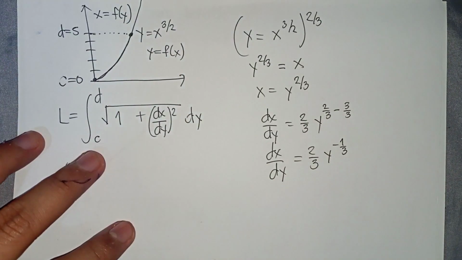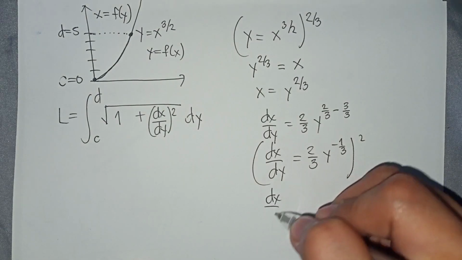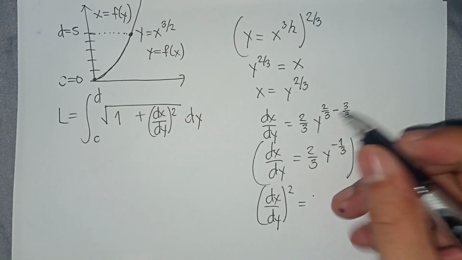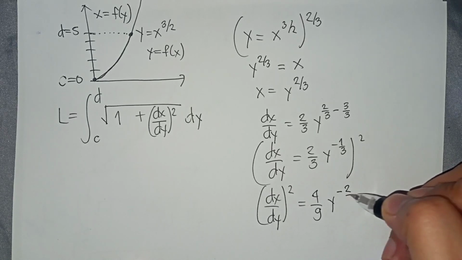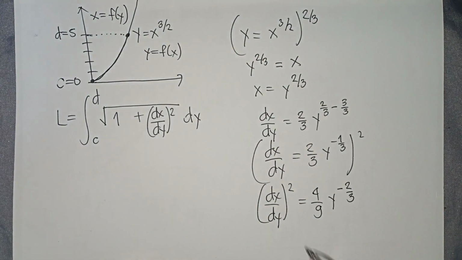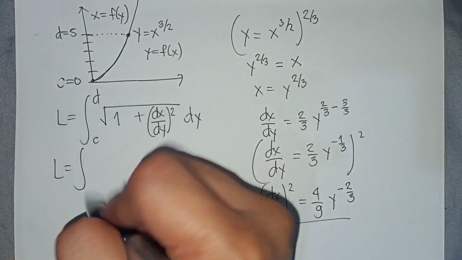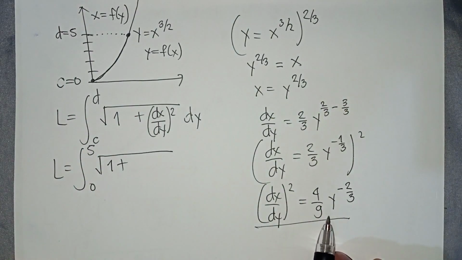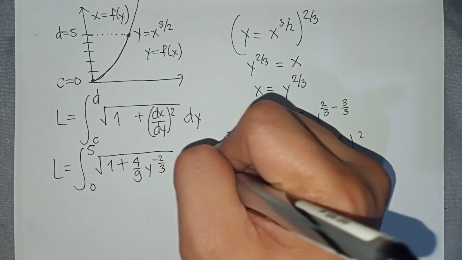So, ngayon, try natin na square na natin agad, no? So, ang dx over dy squared natin equal sa 2 over 3 times 2 over 3, yan ay 4 over 9 times y raised to negative 2/3. So, ito na yung isa-substitute natin sa formula. Okay? So, arc length is equal to integration from 0 to 5 square root of 1 plus ito, 4 over 9 y raised to negative 2/3 dy.